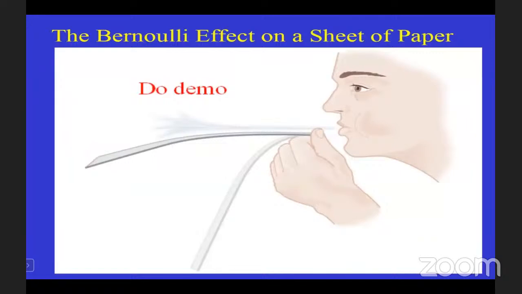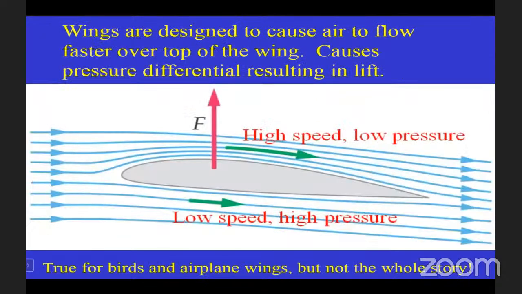Bernoulli examples: the Bernoulli effect on a sheet of paper, and then wings are designed to cause the airflow to be faster over the top of the wing, and cause a pressure differential resulting in lift. High speed means lower pressure, and lower speed means higher pressure.